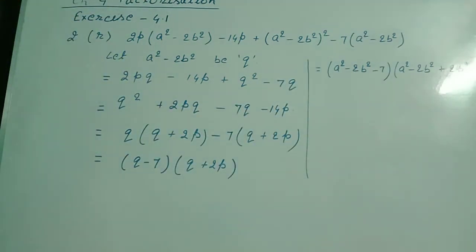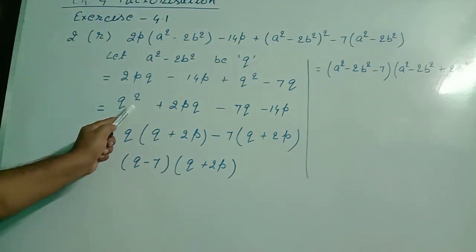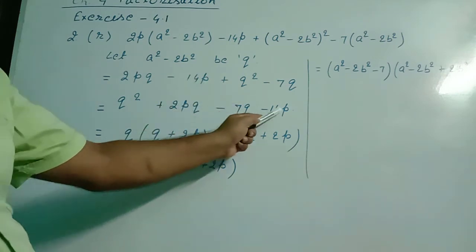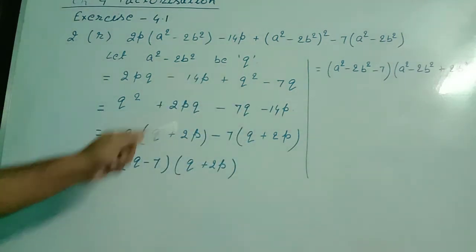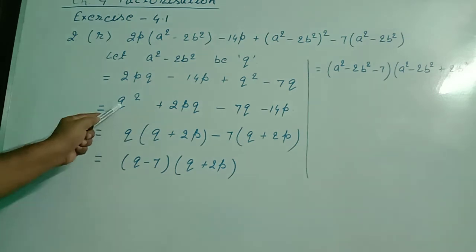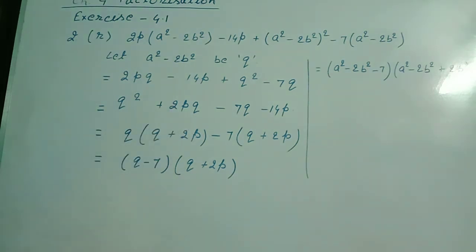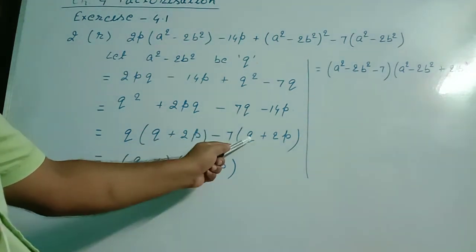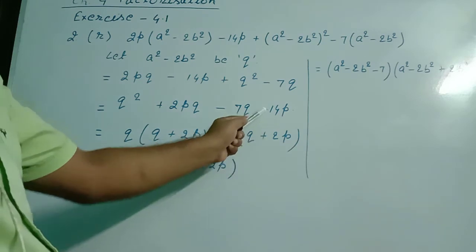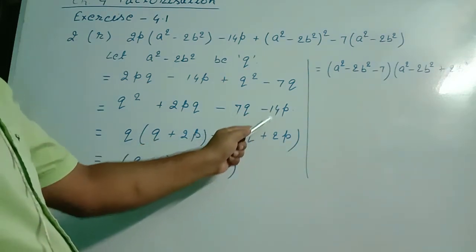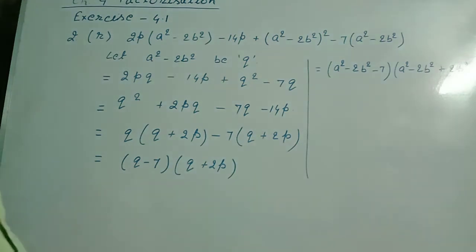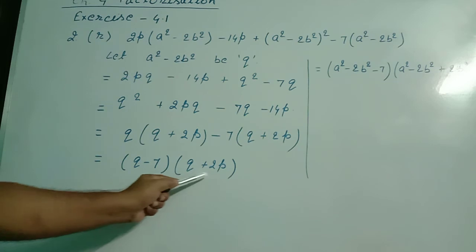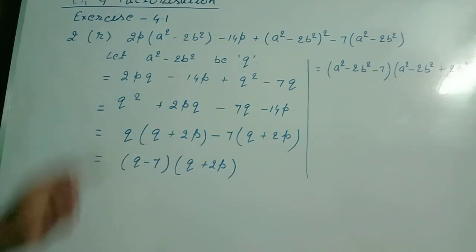Now I made the group. This q square plus 2pq I wrote together, minus 7q minus 14p I wrote together. From this I took q common. Here q is left plus 2p is left. From these two I took minus 7 common. So here q is left, here plus will come now because minus plus minus, so plus will come, and as 7 went out, 2p is left. So what do you see? Q plus 2p and q plus 2p is common. I wrote it here. What is left? Q minus 7 is left.